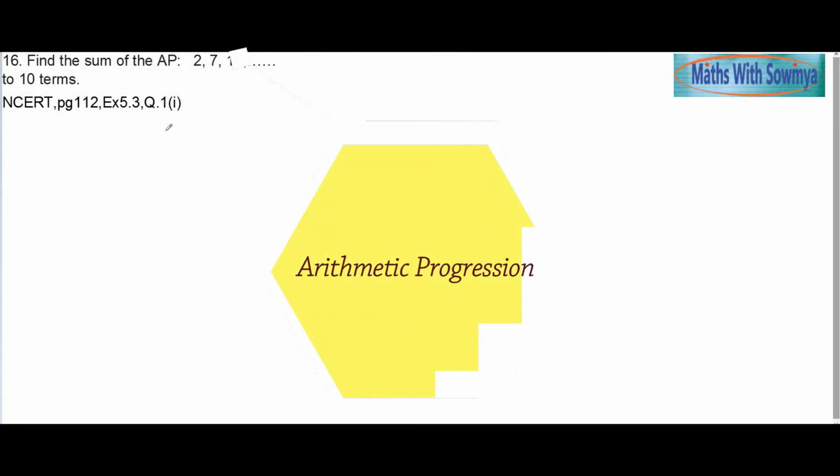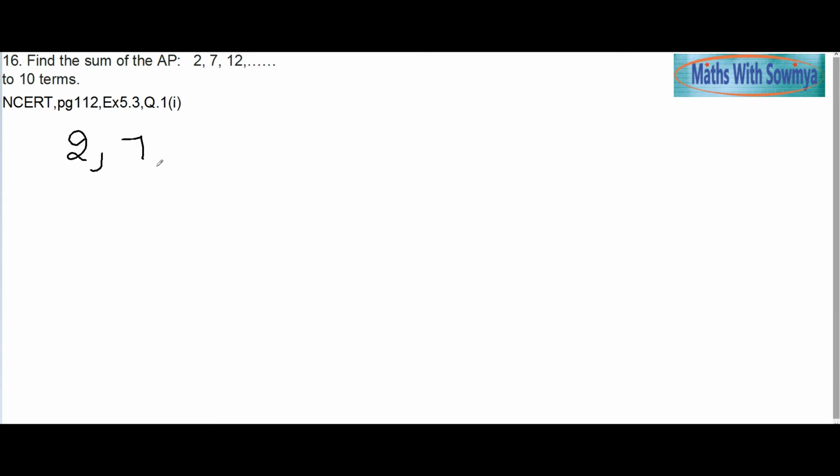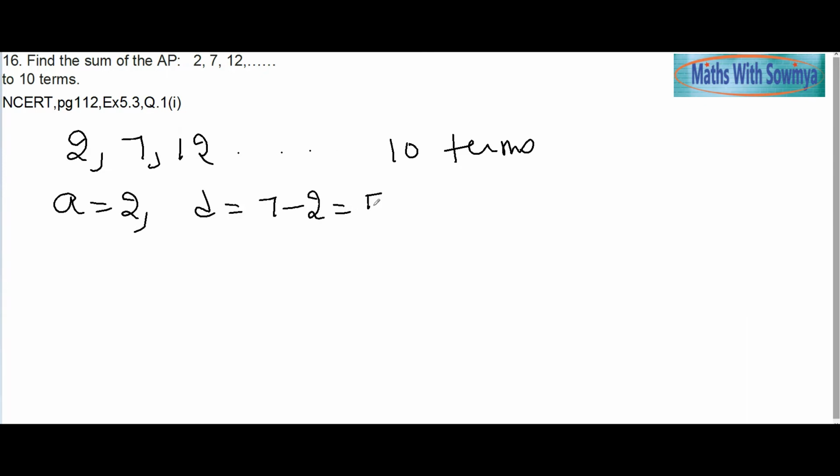This question involves finding the sum. Given, find the sum of the AP up to 10 terms. So take the value of A. A is 2, D is 7 minus 2, which is 5. N is given as 10. We apply the sum formula for this.